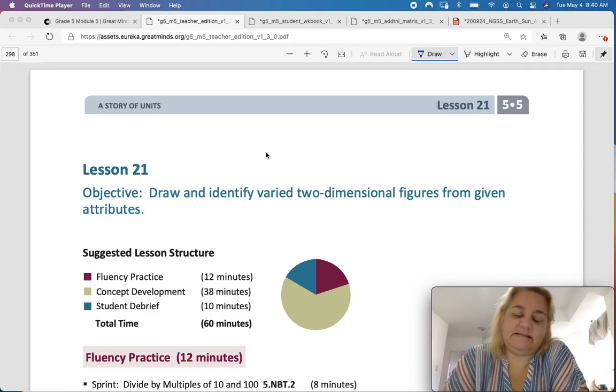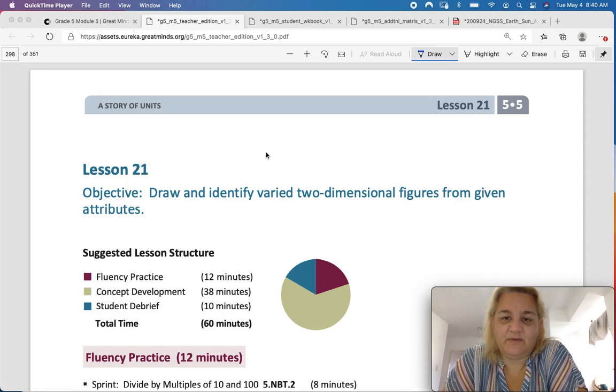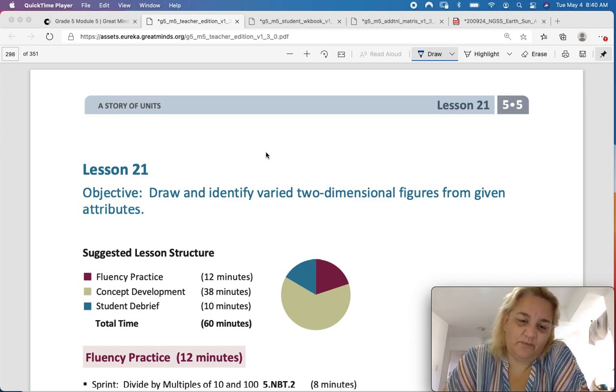Fifth graders, this is Eureka Math, Module 5, and we are on Lesson 21. This is the last lesson of the unit, and tomorrow we're going to do a review, and then we will have our end of module exam. So today we're going to practice all of the things we've learned with all of the attributes about all of the shapes. So if you need to study for the test, I highly suggest memorizing which shapes have which attributes.